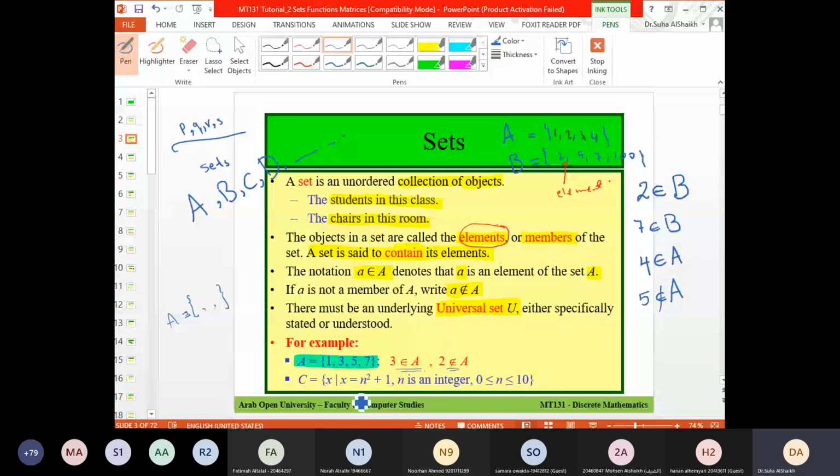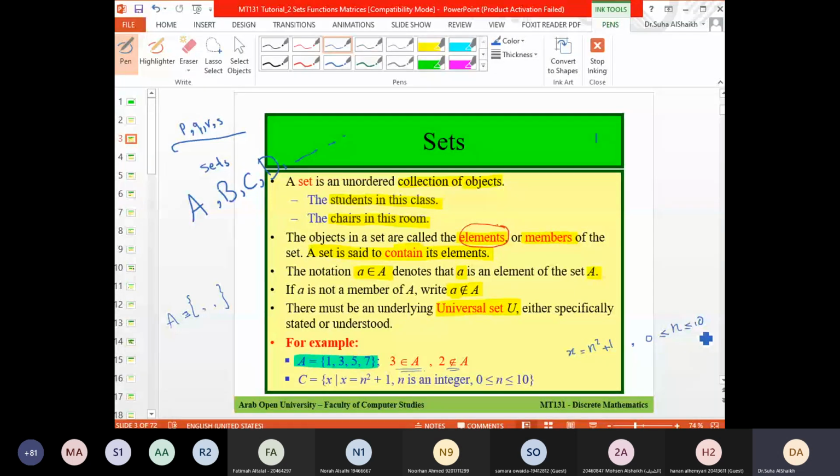Another way to write the set, without writing the elements, is by telling what's the special thing about the set. The set capital C equals X such that X is equal to N squared plus 1. And what is the N? The N is all the numbers between 0 and 10. So here, they didn't tell me the elements that I have in my set. They just told me the special thing about those elements: N squared plus 1, and N between 0 and 10.